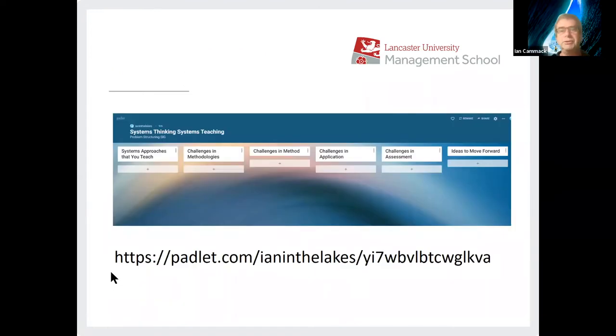So this is what you should see when we get into the Padlet, and it's in a structure that's going to follow the presentation: getting a sense of what systems approaches we are teaching, what challenges we have in terms of the methodology, the method, the application, the assessment, and then our ideas for moving forward. So that's what I'm hoping we can start capturing and then using as a resource within the SIG.